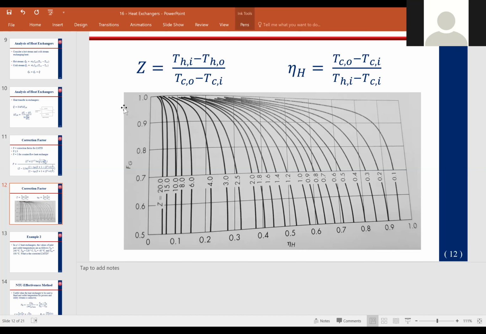What page is that on? This figure is on 447. There's also an example of a 2-4 figure for a 2 shell pass, 4 tube pass shell and tube heat exchanger on 448.